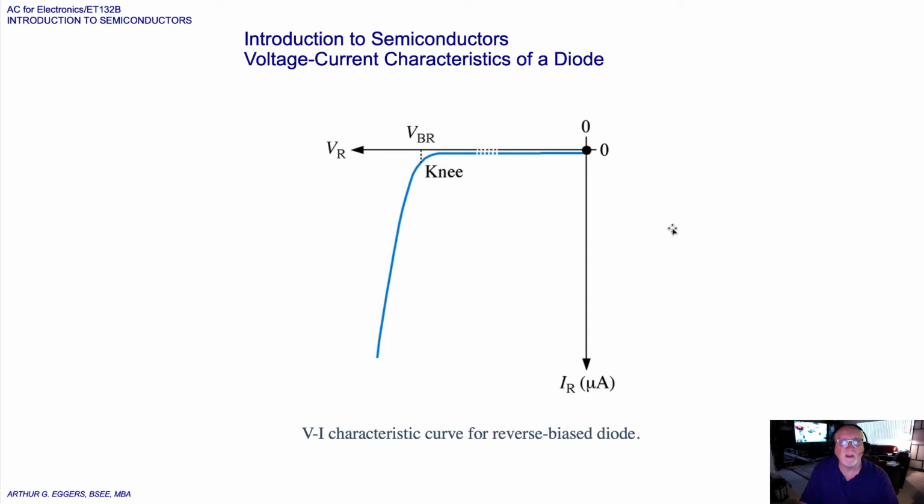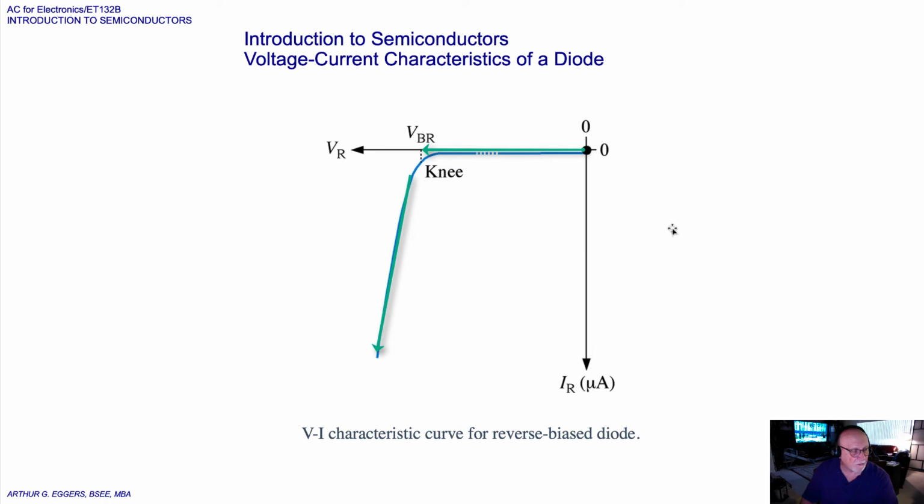So, graphing the VI curve then, if you plot the results of the reverse bias measurements on a graph, you get the VI characteristic curve for the reverse bias diode. A typical curve is shown. The diode reverse voltage, V sub R, increases to the left along the horizontal axis, and the reverse current, I sub R, increases downward along the vertical axis.